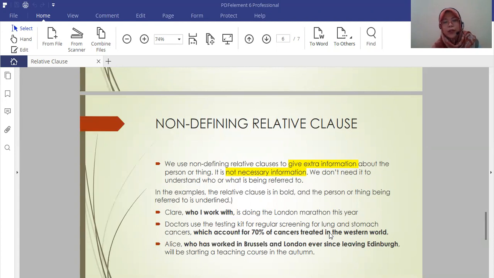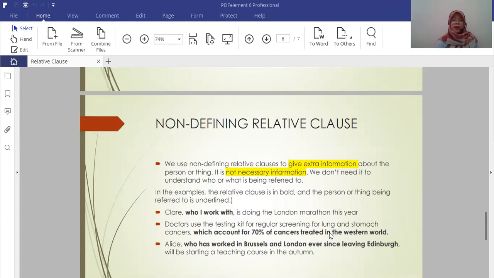Alice, who has worked in Brussels and London ever since leaving Edinburgh, will be starting a teaching course in the autumn. So if you erase, delete or omit the non-defining relative clause, this sentence is still totally fine. Alice will be starting a teaching course in the autumn. But if you need to give extra information about who Alice is, you can use who has worked in Brussels and London ever since leaving Edinburgh.